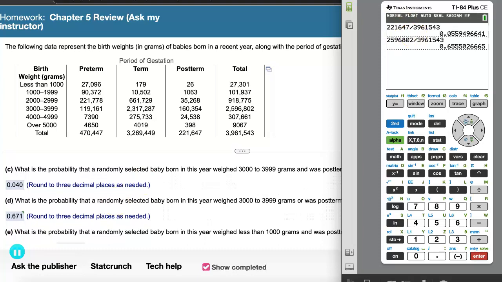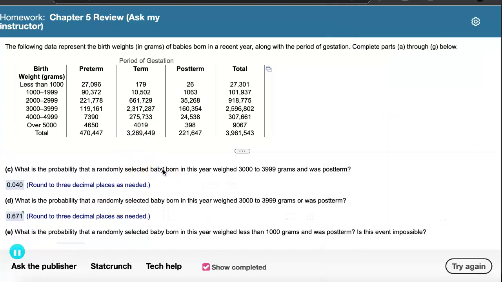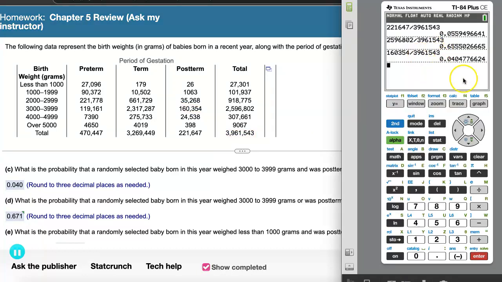The next part is asking us to find the probability that a randomly selected baby born in this year weighed between 3,000 to 3,999 grams and was post-term. These babies actually meet two conditions, and we can find that total number here. But notice that we're still going to divide it by the total number of babies born in the year. And when we come over here and divide that, we get the following probability.